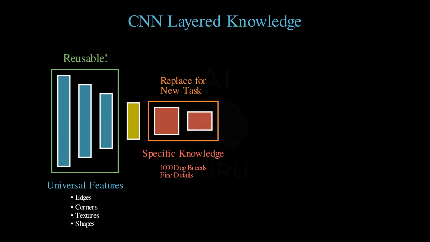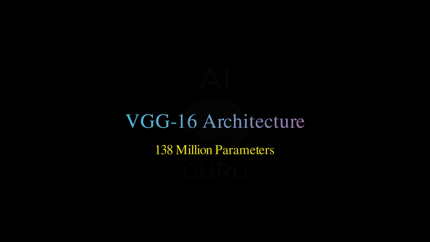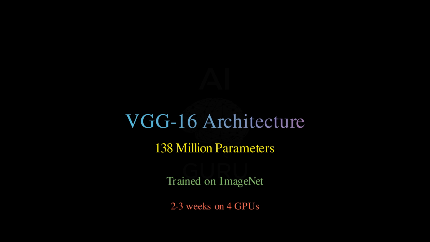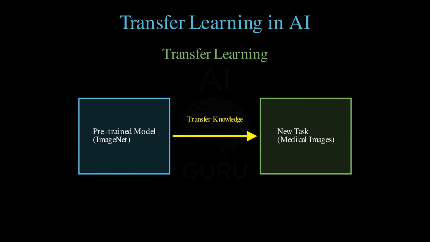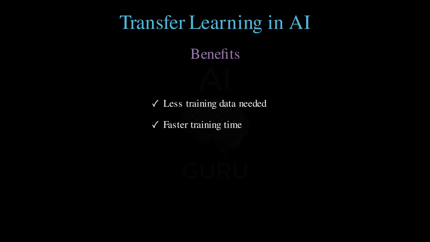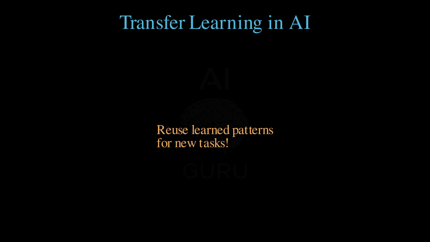That's it. And a great example from our sources is the VGG16 architecture. It's massive. It was trained on the huge ImageNet database. The scale of VGG16 is just wild. It has 138 million parameters. Training it took 2 or 3 weeks on 4 powerful GPUs? It's the definition of computationally expensive.